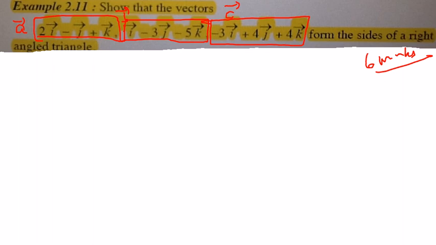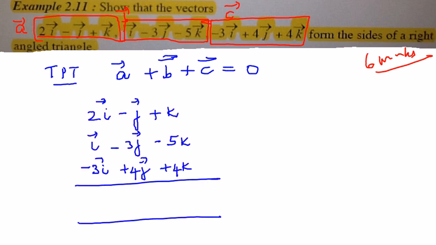So the first rule is that if I have to show that they form the sides of the right angle triangle, I have to prove that A vector plus B vector plus C vector is equal to 0. The sum of these 3 vectors is 0. So how am I going to do that? So now let's add these 3 vectors. So I've just written the 3 vectors, A vector, B vector and C vector.